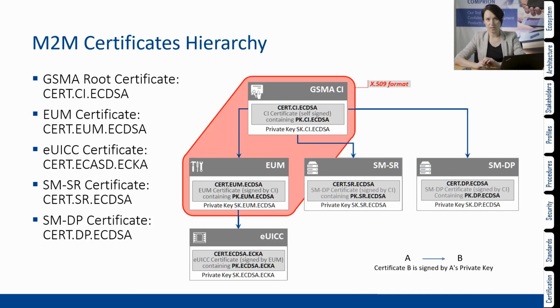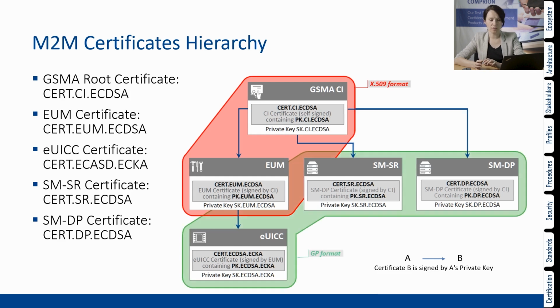The format of the certificates for the EUM and for the GSMA CI is the X.509 certificate format, which is commonly used like in the standard Windows use case. But for the other certificates, it's a bit different. It's called GP format or the ISO-based format. There are specific tag-length-value formats and specific tags for the certificate, so it's more used in the smart card area. These certificates are exchanged between the different entities, in a way I will explain later.